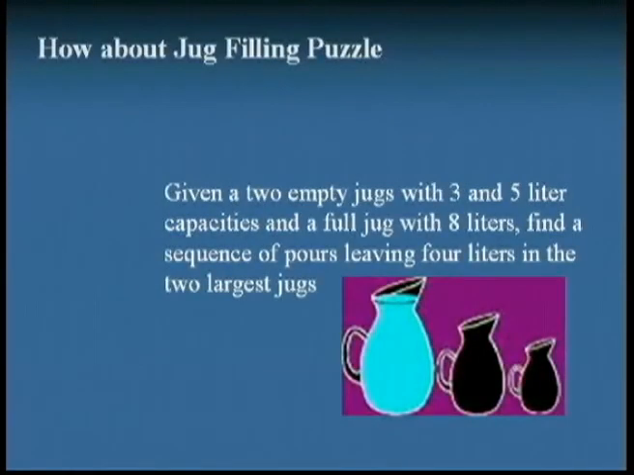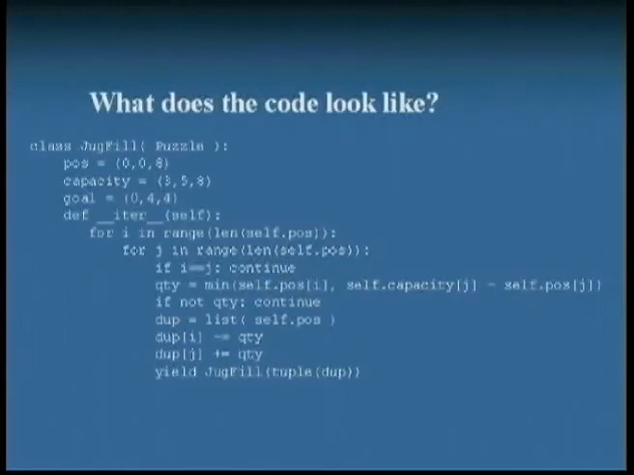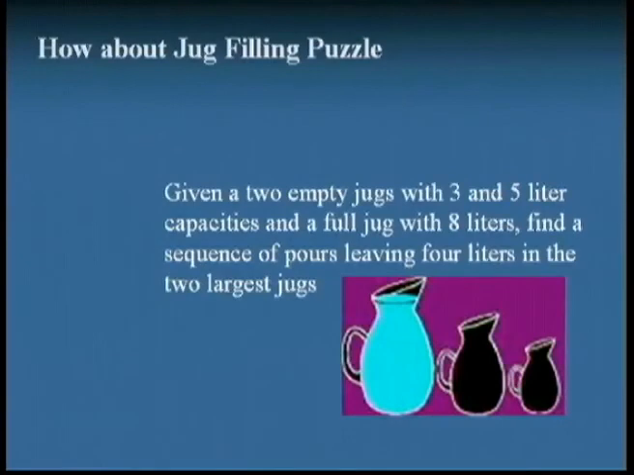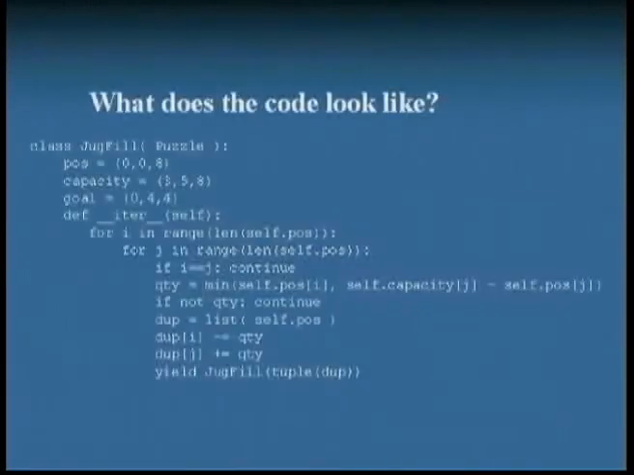The jug filling problem. How do you pour one jug into another to leave exactly 4 liters in the largest jug? This is an example of the code for the jug fill problem. It inherits from the puzzle-solving framework. It has an initial position, the capacity of each jug, and an iterator to generate all possibilities. And the goal state is 0-4-4 as defined in the problem. This is a direct translation of those words. These words are this description.